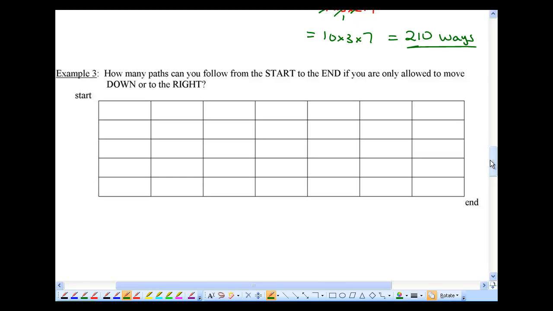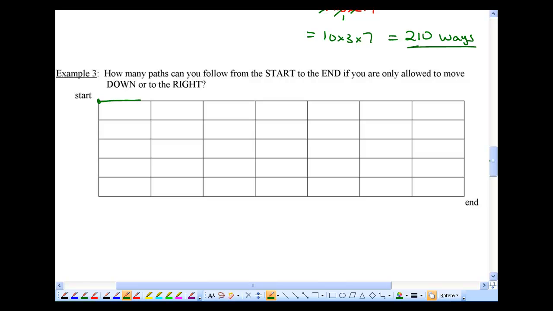Same kind of principle applies when we do these type of questions, the pathway type of questions. Think about this. How many paths can you follow from start to end? As long as it's symmetrical, this works. If it's not symmetrical, then no, but if it's symmetrical, this works.